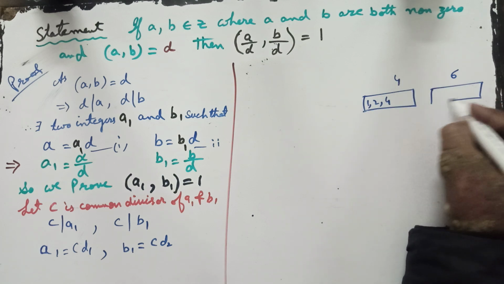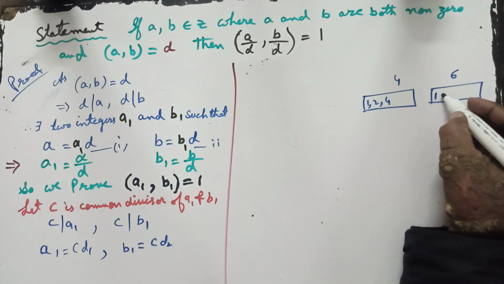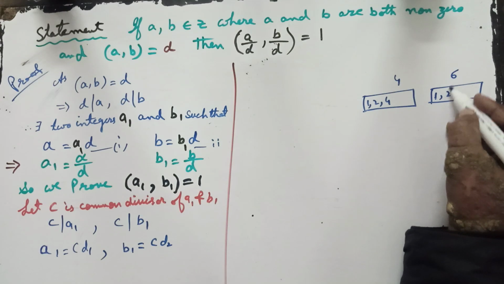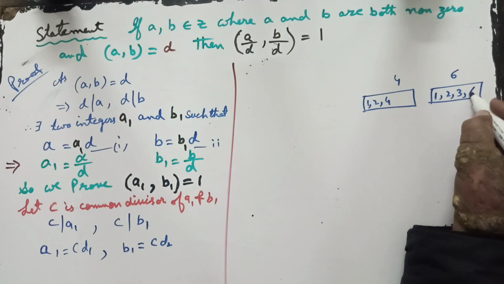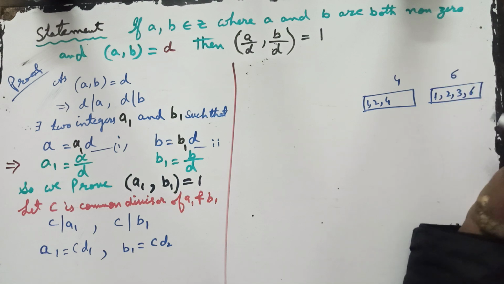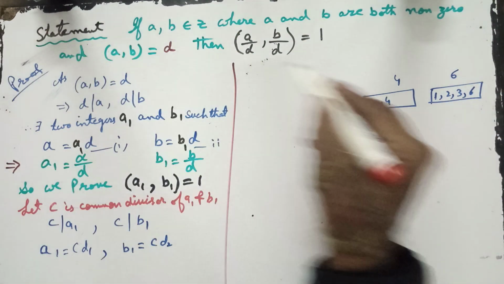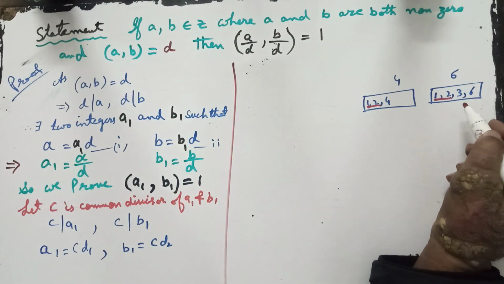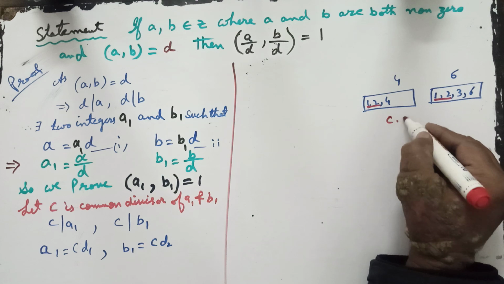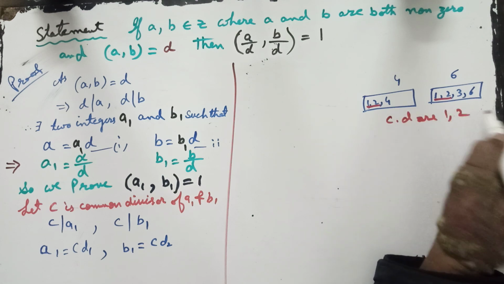Now the divisors of 6: 1 multiplied by 6 is 6, and 2 multiplied by 3 is 6. So 2 is also a divisor, 3 is also a divisor of 6, and 6 is also a divisor. Here 1 and 2 are common divisors. The common divisors (CD) are 1 and 2.